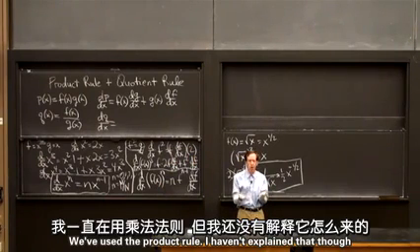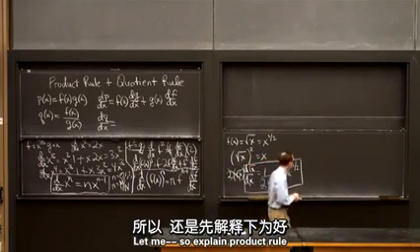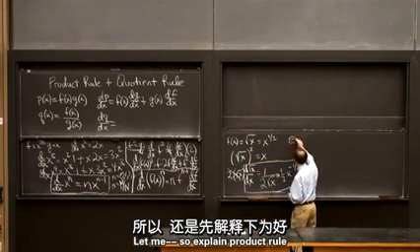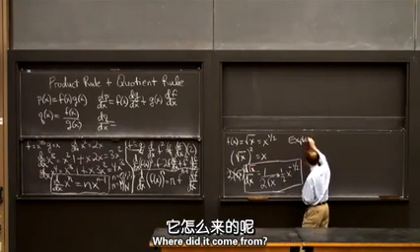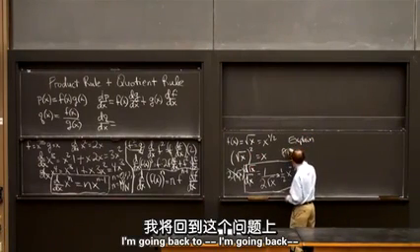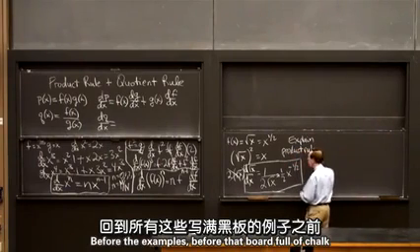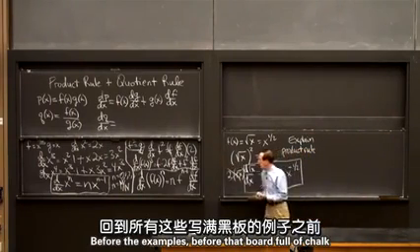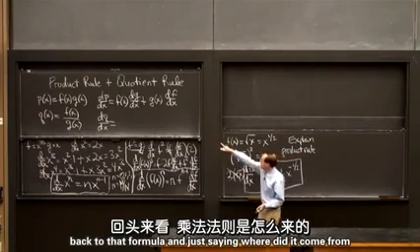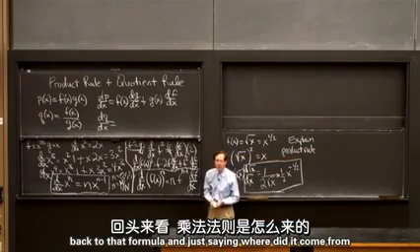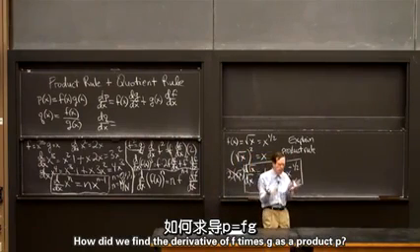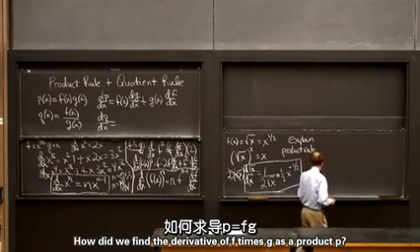Okay, pause for a moment. We've used the product rule. I haven't explained it, though. So, explain the product rule. Where did it come from? I'm going back to before the examples, and before that board full of chalk, back to that formula and just thinking, where did it come from? How did we find the derivative of f times g, of the product p?